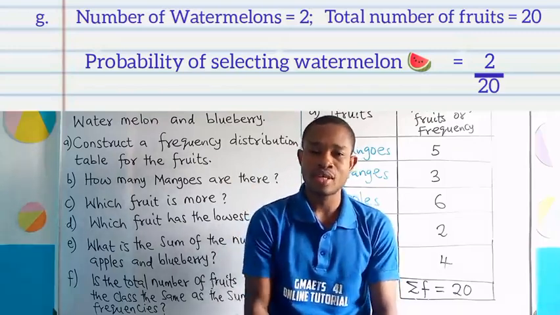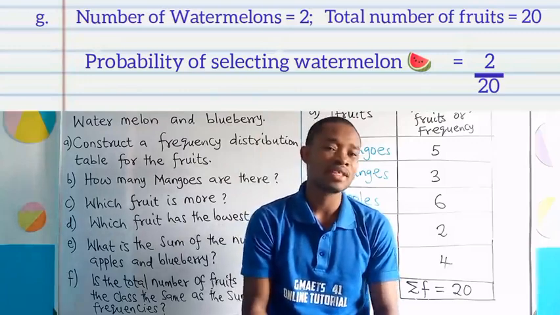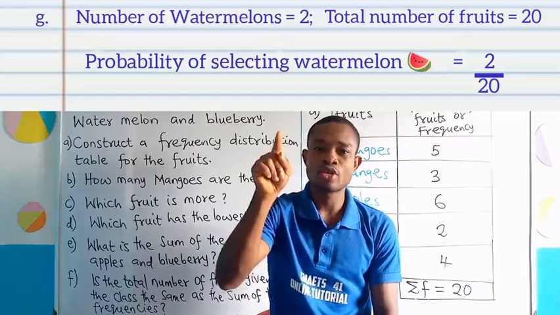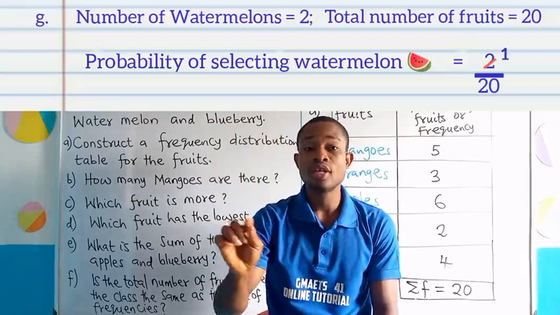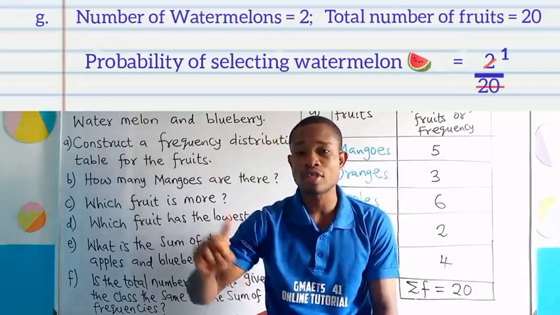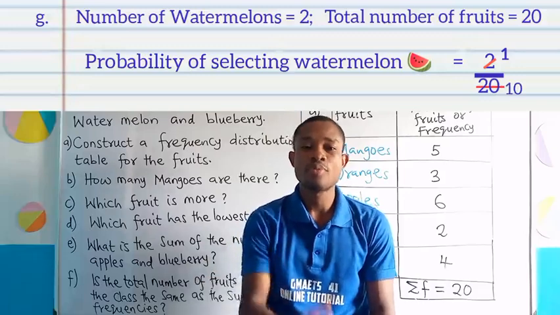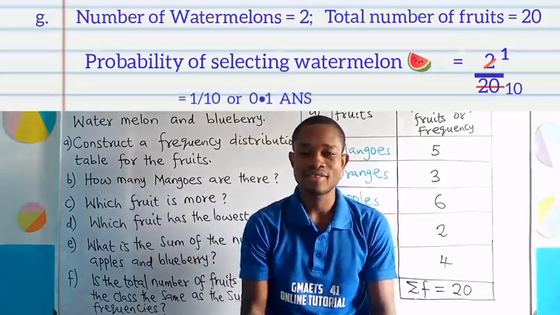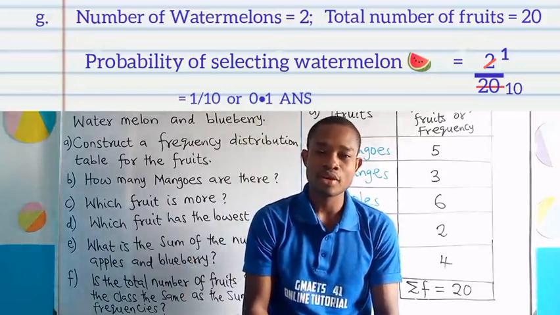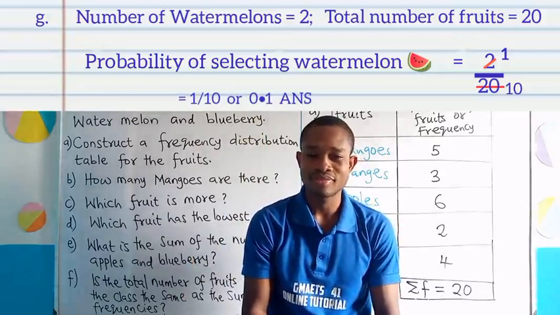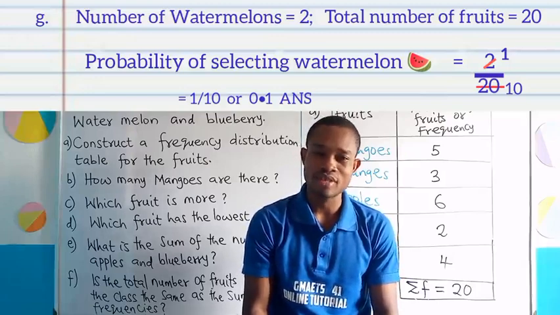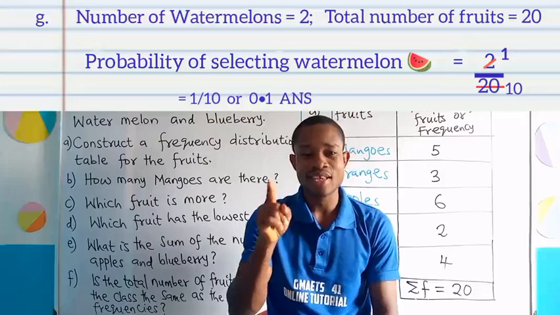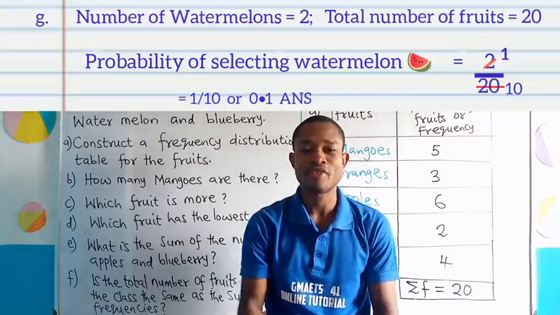2 over 20 is a proper fraction, but you can still reduce it. In the numerator, 2 can divide 2, you get 1. Go to the denominator, which is 20. 2 can also divide 20, you will get 10. So the probability is 1 over 10. 1 over 10 is still the same as 0.1. You've learned the rules of divisibility. How do we know that 2 can divide 20? Because the last digit of 20 is what? 0. So 2 can divide it.